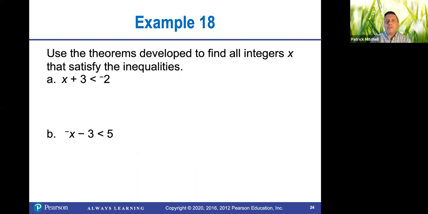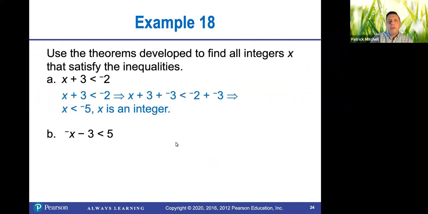Use the theorems developed to find all integers X that satisfy the inequalities, starting with X plus 3 is less than -2. So if X plus 3 is less than -2, and we add -3 to both sides, remember the first part of the theorem says we're allowed to do that. We know that 3 plus -3 is 0, so that's going to just become X. And we know that -2 plus -3 is -5. So the integers that satisfy this inequality are all integers that are less than -5.